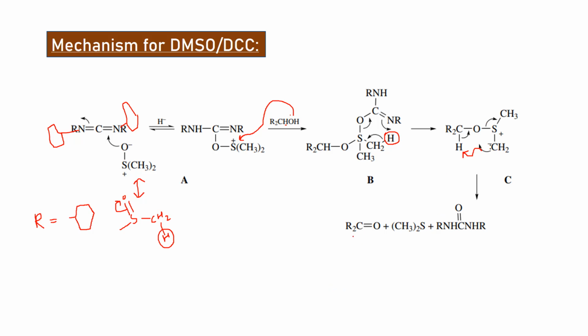So we are getting ketone as our product from alcohol, and as a byproduct we are getting dimethyl sulfide and amide. Okay, so the byproduct is amide. We know that amide can be water soluble also, so we can easily remove that from the system, as it is water soluble.